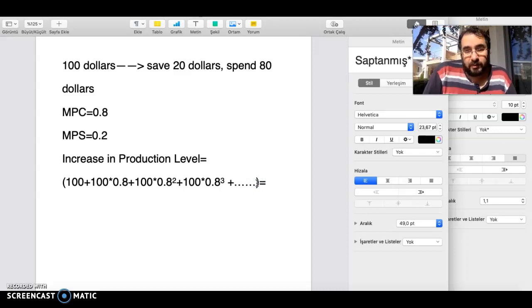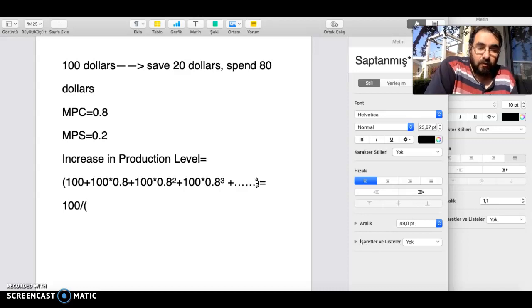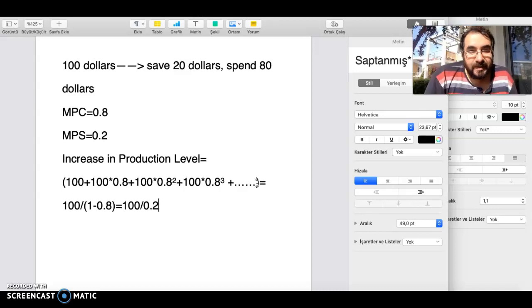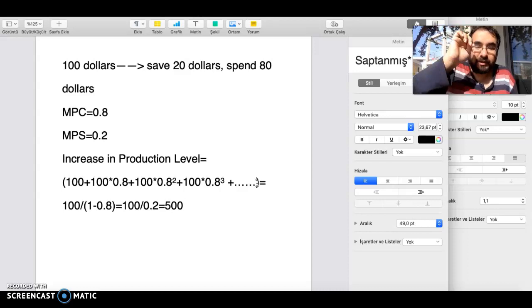We know from our proof that this increase is equal to 100 divided by 1 minus 0.8, which is equal to 100 over 0.2. So this is the multiplier. That would mean the increase: if you divide 100 by 0.2, you will get 500.